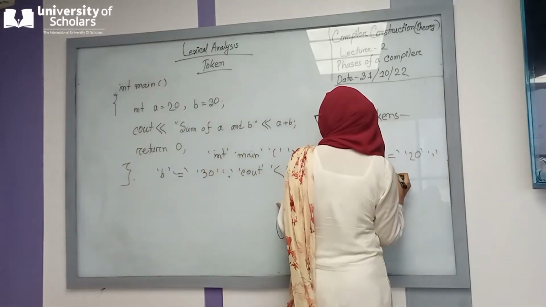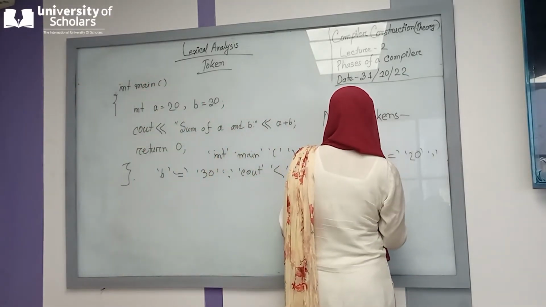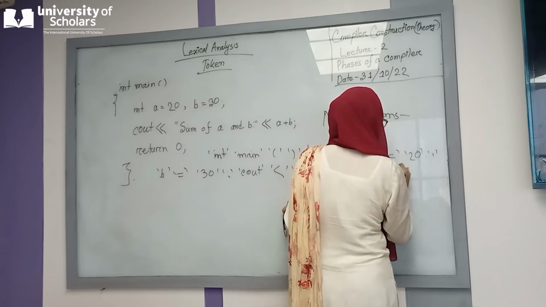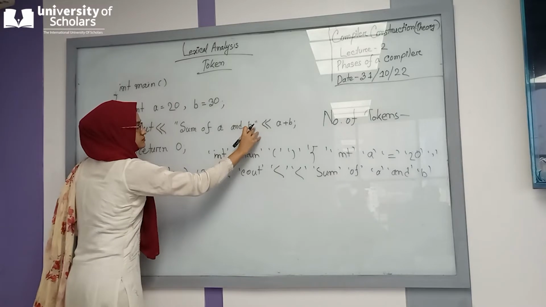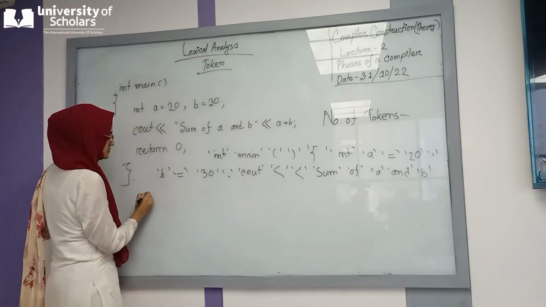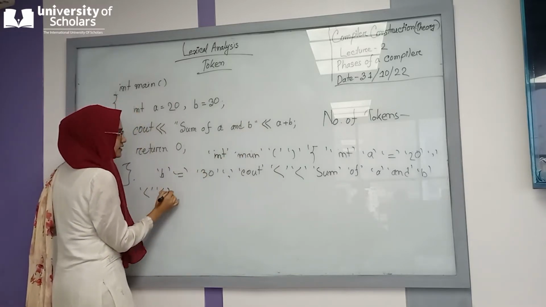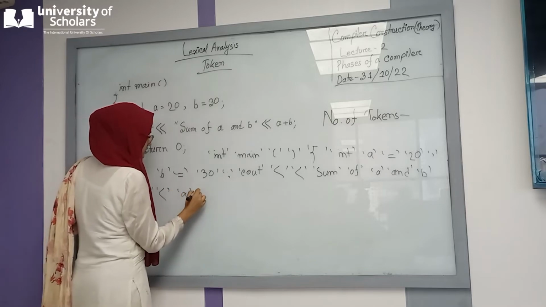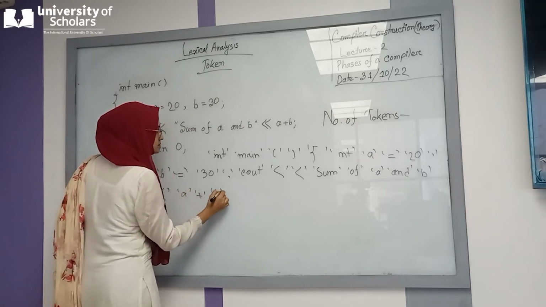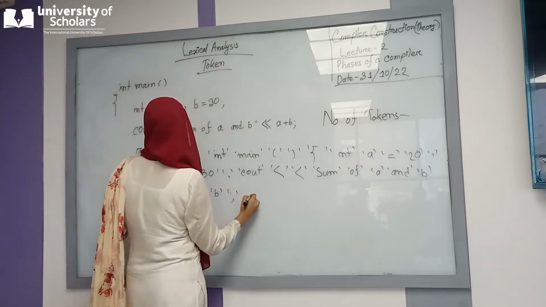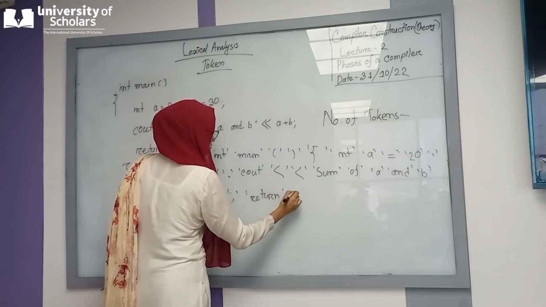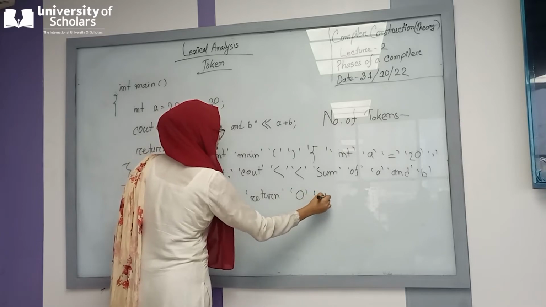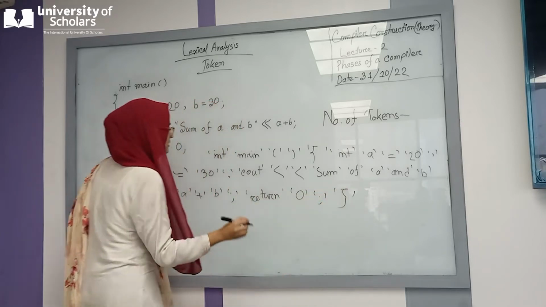Sum of a and b, 34, arrow, a plus 33 b, return 0 semicolon, bracket close. Okay, let's count.